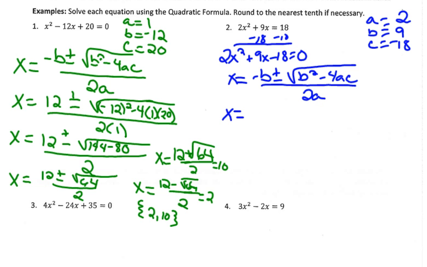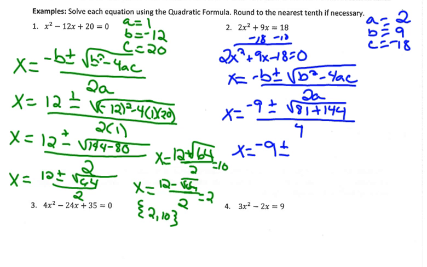Fill in our parts. Negative b, so we have negative 9, plus or minus, I'm just going to fill in b squared just to save myself some space. So b squared is 81. 4 times a times c, so this is going to be plus 144, because minus 4 times negative 18 is going to turn it into a plus. And then 2 times 2 is 4. And again, I just tried to save myself a little bit of space here. So we have negative 9 plus or minus the square root of 225 all over 4.